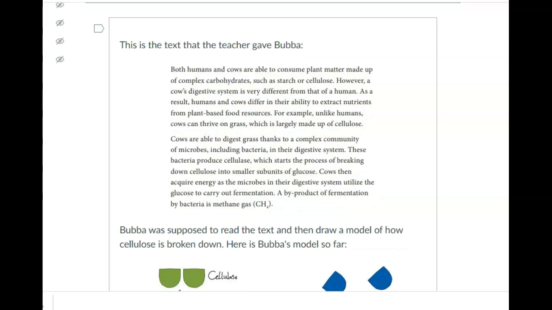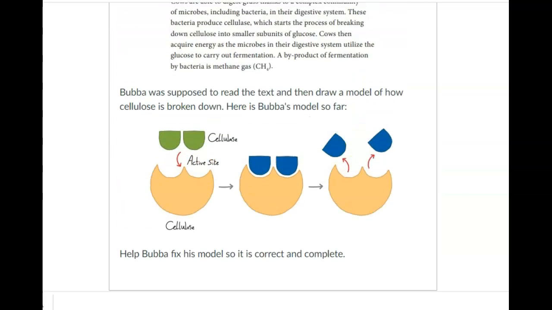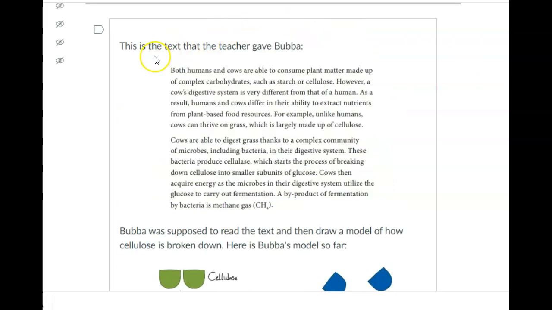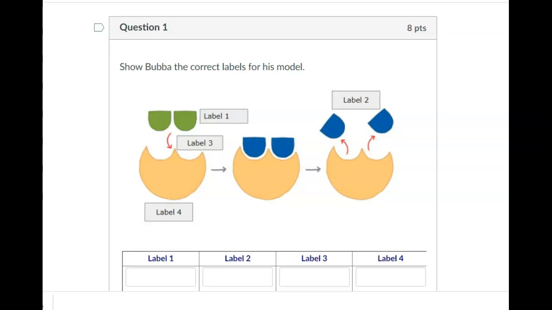So if you missed that first question, that is what you missed. You did a general diagram. You did not do the model of how cellulose is broken down. So as you correct number one, please make sure you are using this. You are doing how cellulose is broken down, and then you refer to this text to help you support that. All of this will come from the reading.